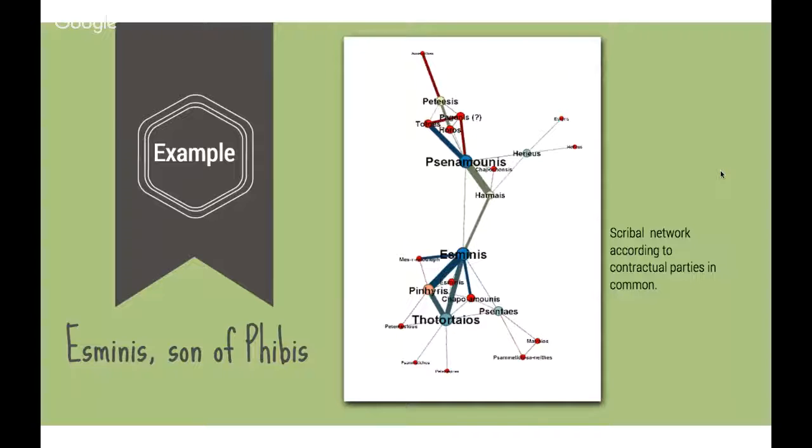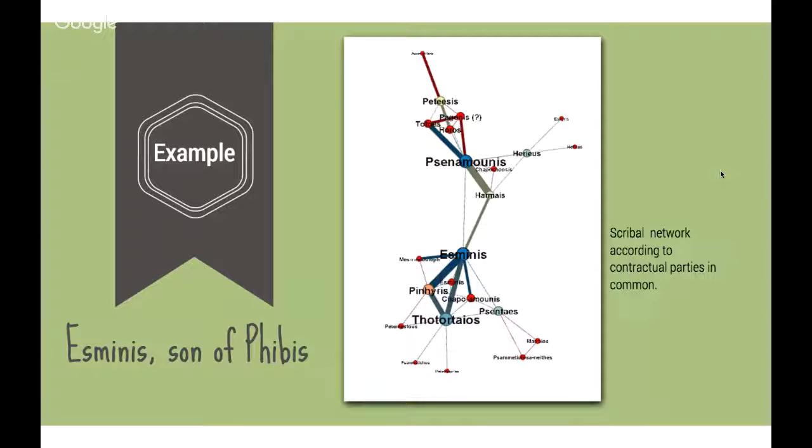When you look around Esmenes, he's one of the bigger blue nodes. Slightly below him on the left side, you've got another scribe called Pinheris. And then above Esmenes on the right-hand side, you've got Harmais. Both these scribes are attested to have had a father called Esmenes. So I looked more into that, and it seems very likely that these are sons of our Esmenes, of that scribe. So this network may be quite good at representing scribes working together in the same notary.